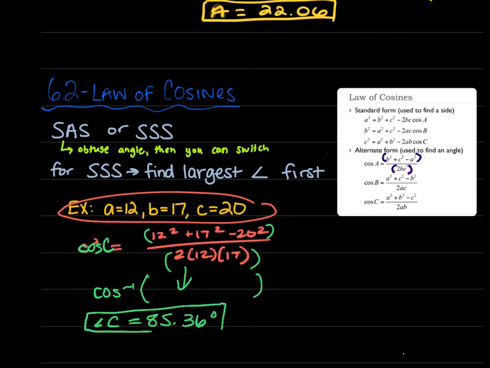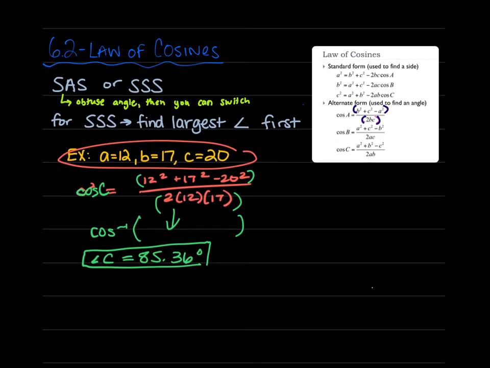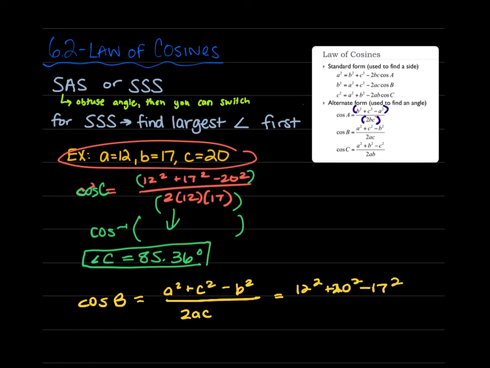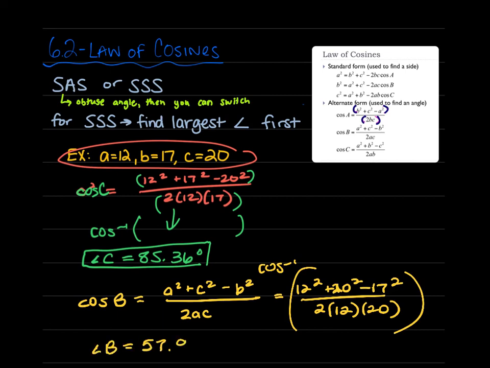Now, because I did the largest one first, I can actually switch to law of sines. But to do that, I'm going to have to use this rounded number. So you are safer with sticking with law of cosines. So then the next one I could find is angle B. So cosine of B would be A squared plus C squared minus B squared over 2AC, which would be 12 squared plus 20 squared minus 17 squared over 2 times 12 times 20. And then again, I'm going to do cosine inverse of that entire thing. 12 squared plus 20 squared minus 17 squared divided by 2 times 12 times 20. And I'd get angle B is 57.91.